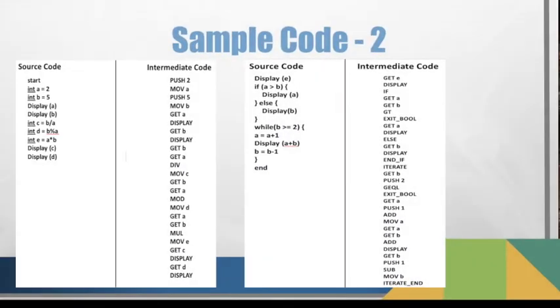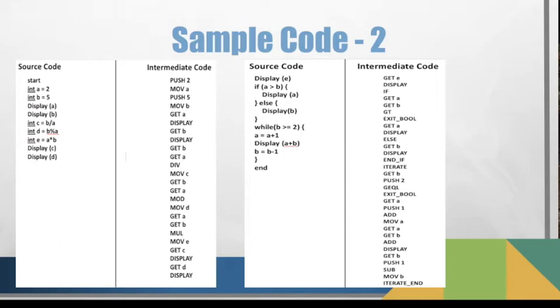Then we have the second code, in which we have also included if statements and while statements. Whenever if is encountered in the source code, if is appended in the intermediate code. An exit bool saves the result of the Boolean expression inside if as well as for while statements. So here, if a is greater than b and the result is true, it will display a, else it will display the value of b. Similar is the case for while.